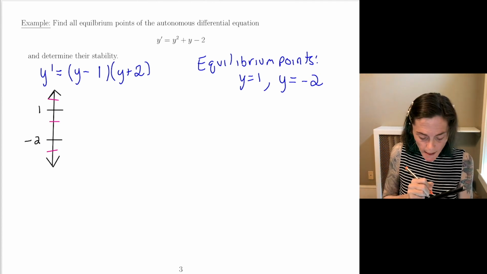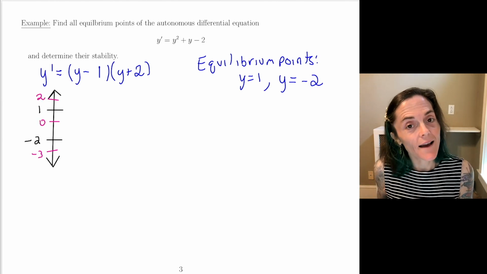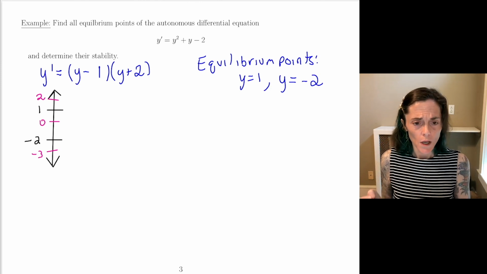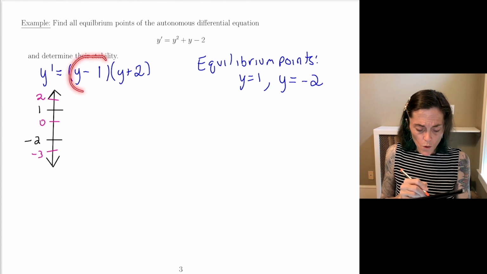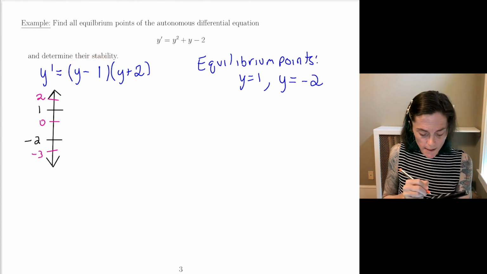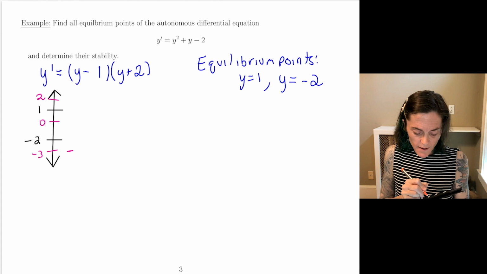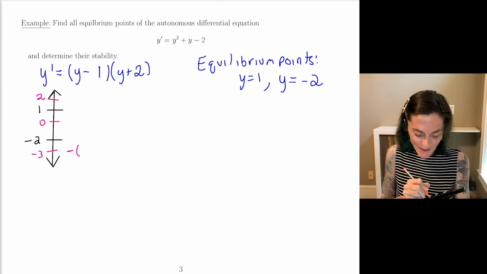So let's take, say, -3. Let's take 0, and let's take 2. We need to test the sign of the first derivative. At -3, y minus 1 is negative. Y plus 2, negative. So this becomes positive.